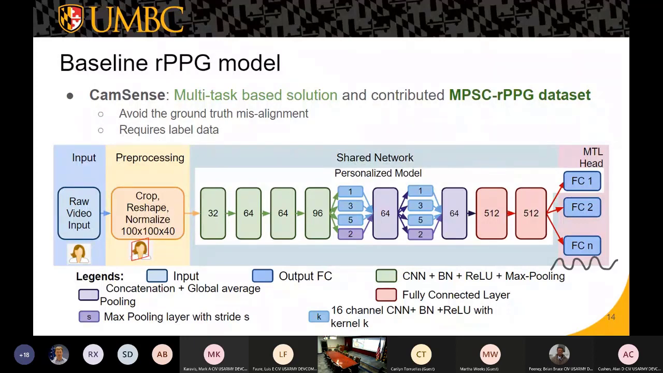For that we published and got good results and validated them in one paper called CAMSense. That is a multitask-based solution to RPPG models. In this model, we had to address some challenges, like how to avoid ground truth misalignment, how to annotate all these types of data, and how to learn from this data. That is the first research I did when I started my PhD journey, and that is the first work we have done.